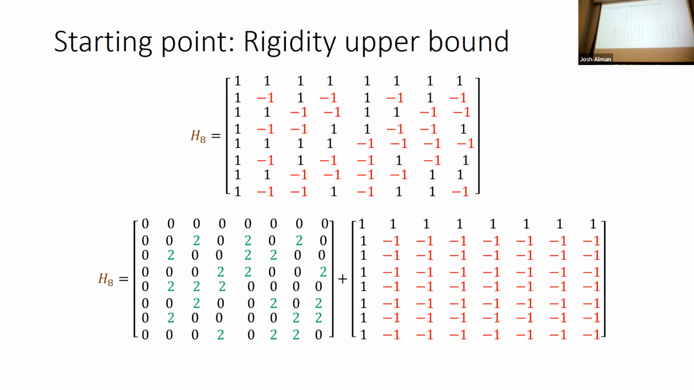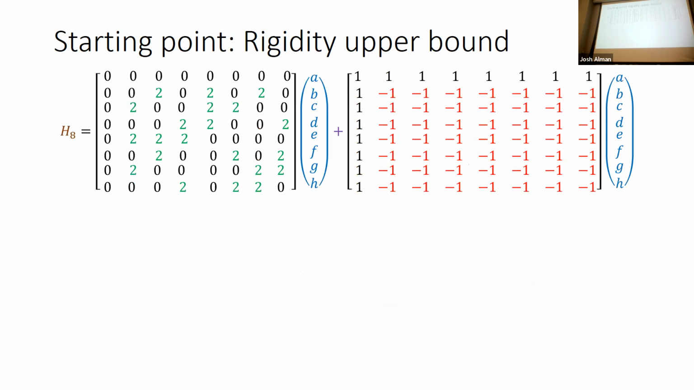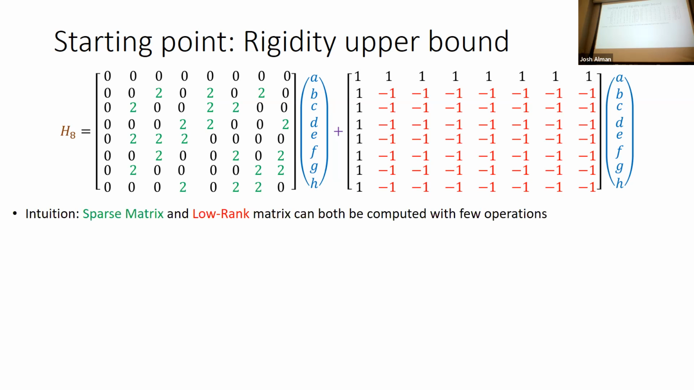How are we going to use this to get a better algorithm for H8? So our goal is to, given as input a vector of 8 numbers, I'll call it A, B, C, D, E, F, G, H, multiply H8 times that vector. So I want to multiply the sparse matrix times that vector and the low rank matrix times that vector and add them together. The intuition is that this is a good idea because sparse matrices and low rank matrices can both be multiplied times a vector using few operations. So we're going to take advantage of that and then combine them together. So let's work out the details.